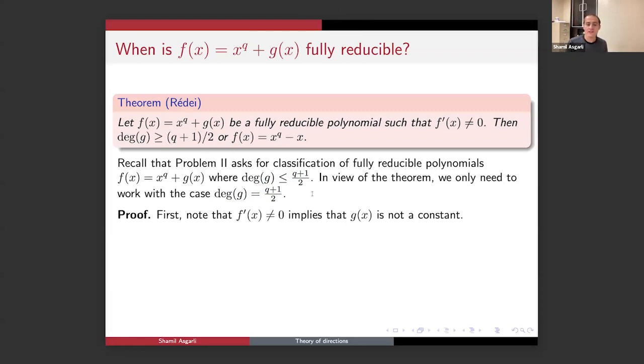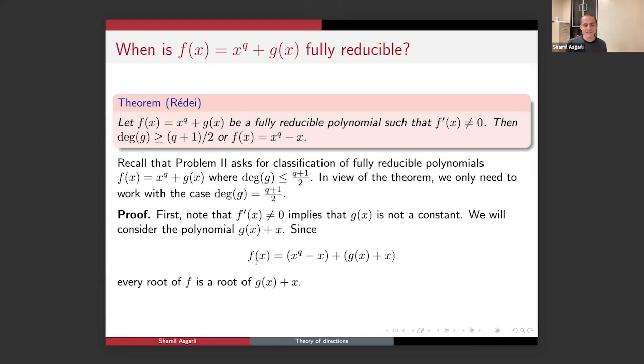First, we're going to notice that the polynomial has non-zero derivative because of the assumption, which implies that g of x is not constant. Because if g of x were constant, then the derivative of f of x would be identically 0. Remember, the derivative of x to the q is actually 0 because q is 0 in the field. Now we're going to consider g of x plus x. That's going to be the trick.